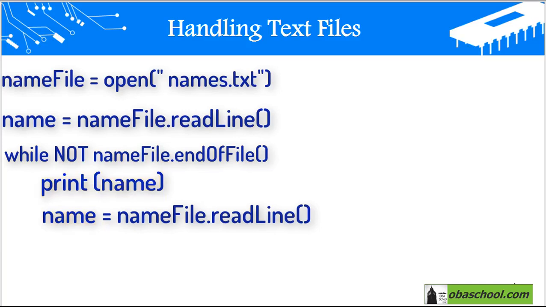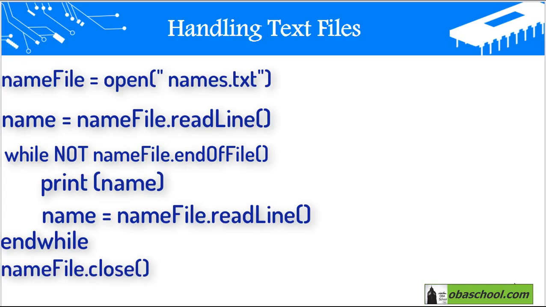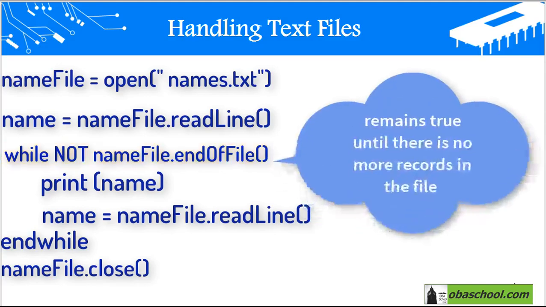When we reach the end of our text file, the while condition now is false, so we get out from it by writing end while. Then we close our file text, which is named namefile.close, and we put empty brackets. So in the while loop condition, not namefile.endOfFile remains true until there is no more records in the file.